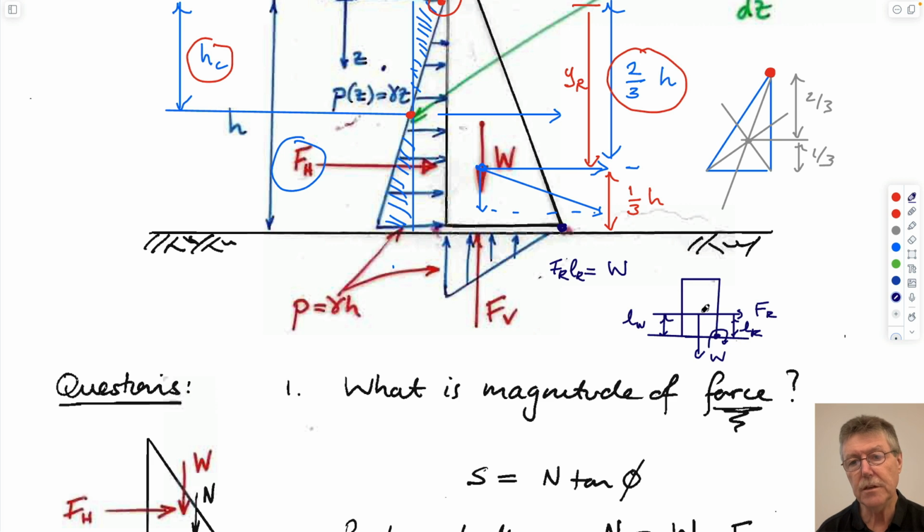And that has to equal W. I did the wrong dimension, didn't I? This is going to be the dimension, right? This is LW, not this. At the point that this had failed, they would be balanced. If W times LW was larger than this, it would be stable. If the force turning it over was larger than this, it would be unstable. But this is the point.